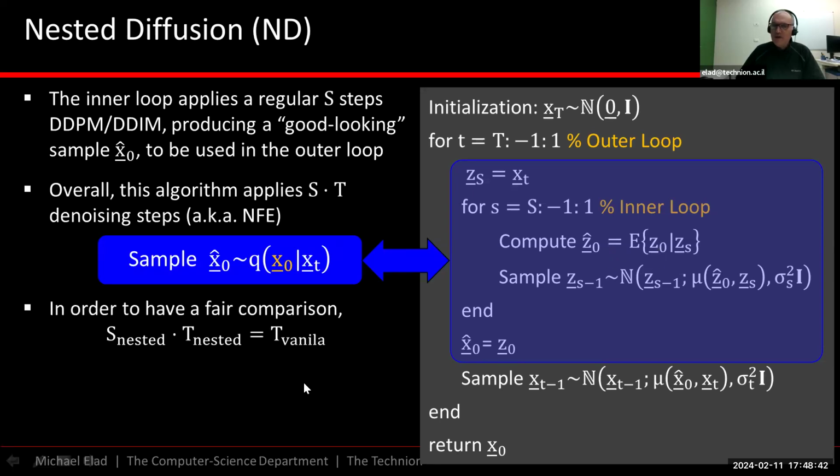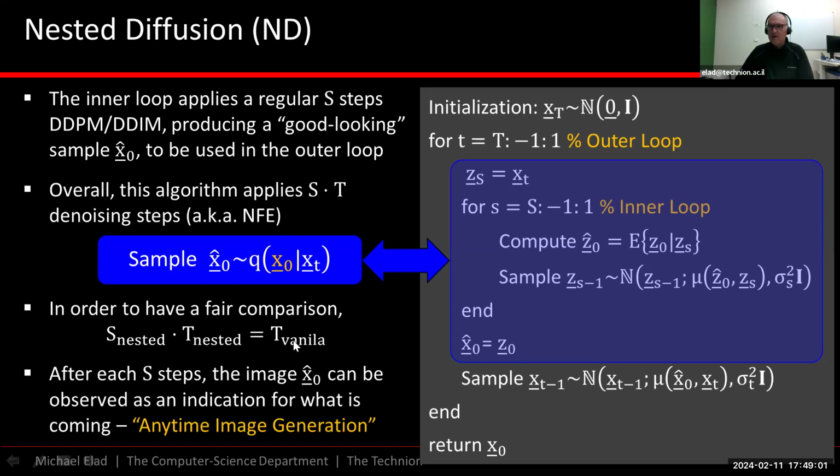So in order to be fair, when I compare a vanilla algorithm to the nested algorithm, I need to make sure that the number of NFEs, neural function evaluations, is the same. So S times T for the nested should be similar or equal to the overall number of steps in the vanilla algorithm. And we will see that we make sure that this is exactly held. We call it anytime image generation because after every S steps, you can look at X0 and it looks great. It doesn't look perfect, but it definitely looks much better than the usual X0.